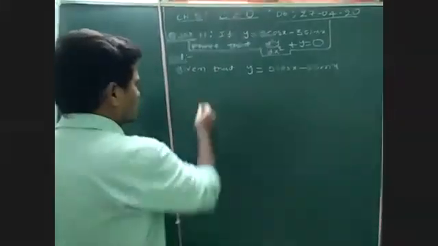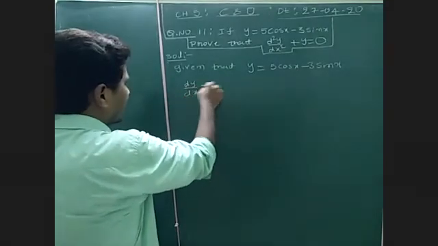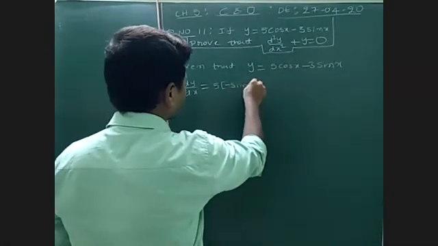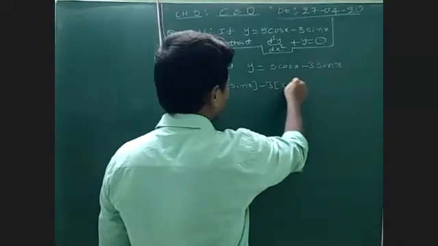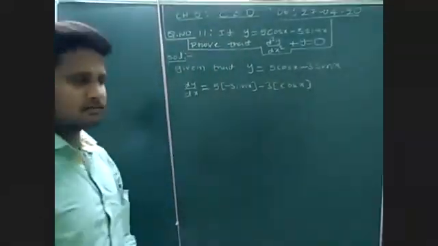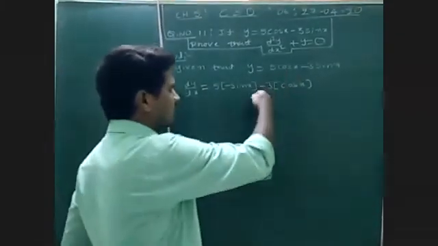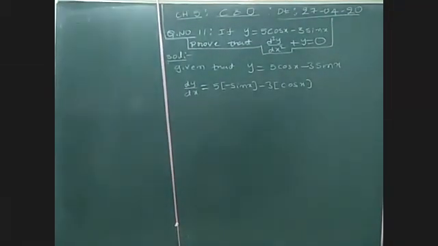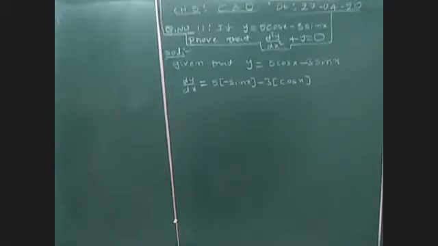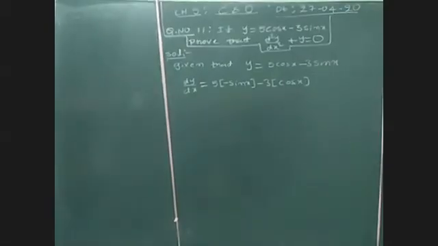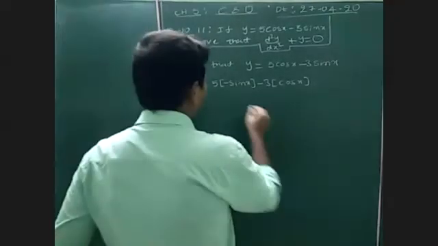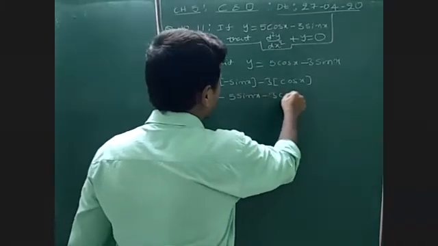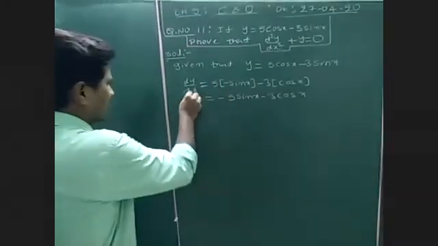Right? Differentiate means dy by dx. Left side is dy by dx. Right side, cos x derivative is minus sin x, and sin x derivative is cos x. I differentiated directly here. Otherwise you can write one more step, d by dx of this total function. So this is dy by dx. dy by dx is equal to minus 5 sin x minus 3 cos x. Okay, this is dy by dx.